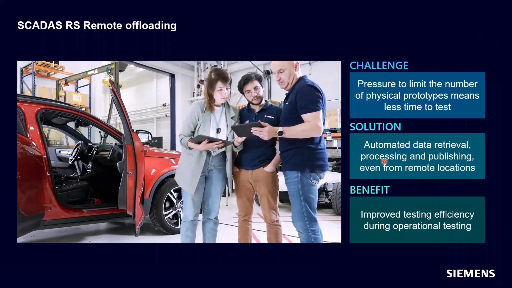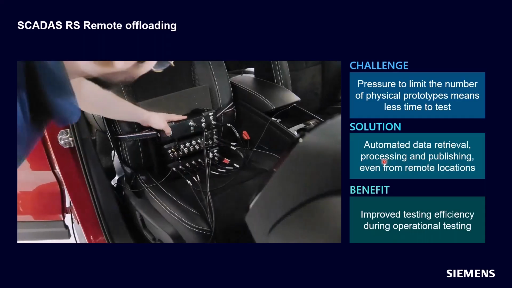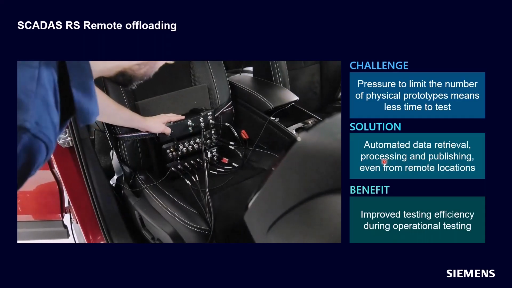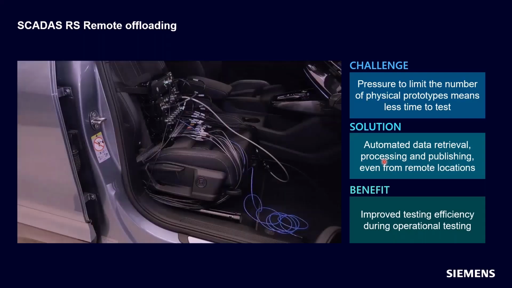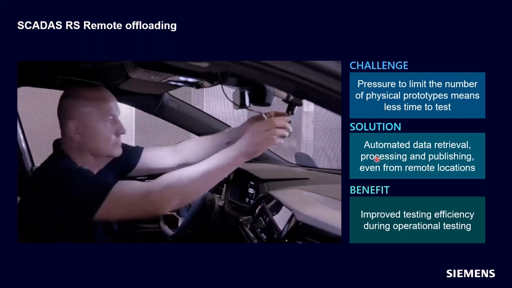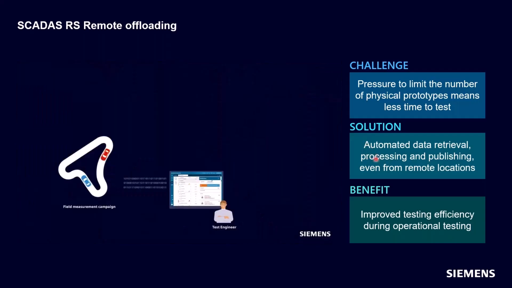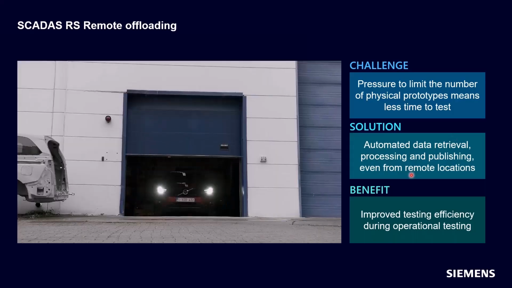So here's an example of remote offloading. One of the challenges we have is a pressure to limit the number of physical data prototypes, meaning less test time. So you got less time available to you to test. As a proposed solution, we're suggesting automatic data retrieval, processing that data, and publishing it even from remote locations.